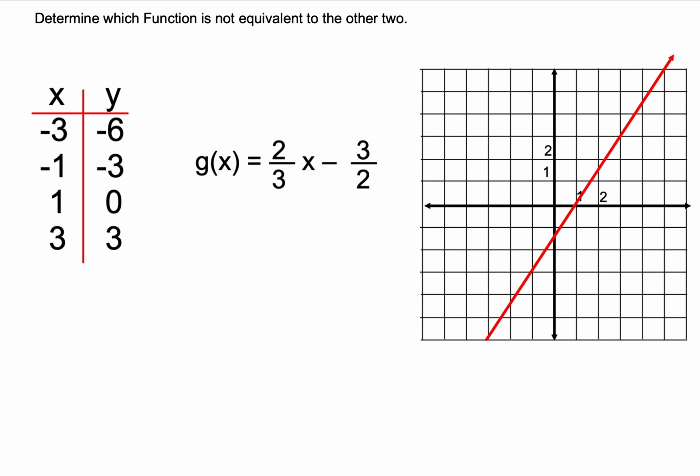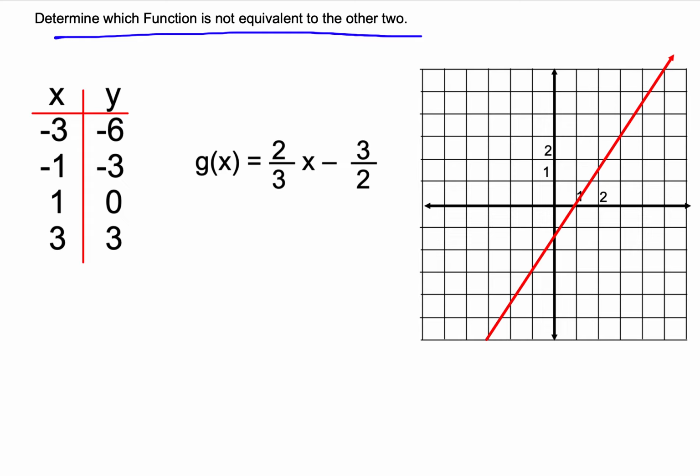When we're comparing functions, we need to compare slopes and intercepts. If all the slopes are the same, then they're the same function, and if the intercepts are the same, they're the same function. On this, we're going to determine which of the functions is not equivalent to the other two. So for this, we're going to want to find slope and intercept.